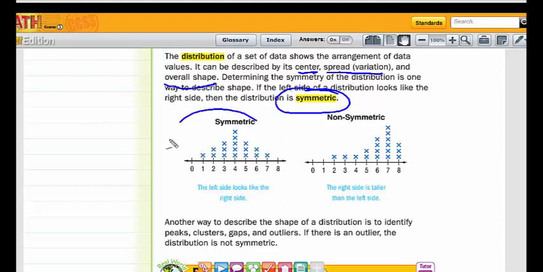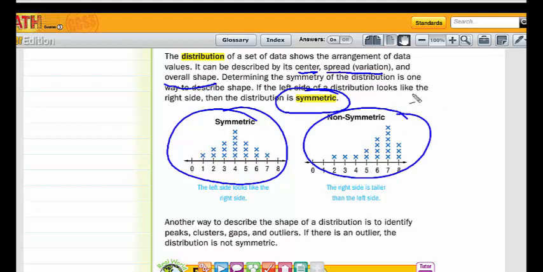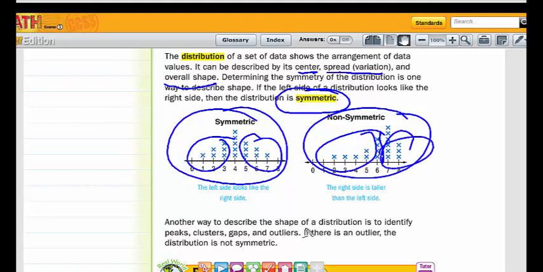We should recognize here the difference between symmetry and non-symmetry. And like it says, if the left, right here, looks like the right, we have symmetry. In this case, the left side of the data does not look like the right side of the data. Another way to describe the shape of a distribution is to identify peaks, clusters, gaps, and outliers.